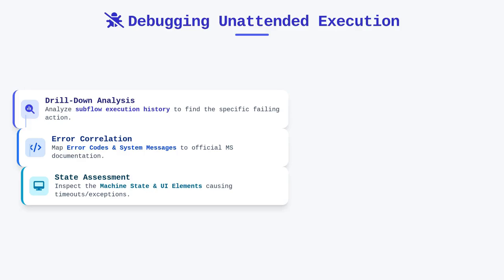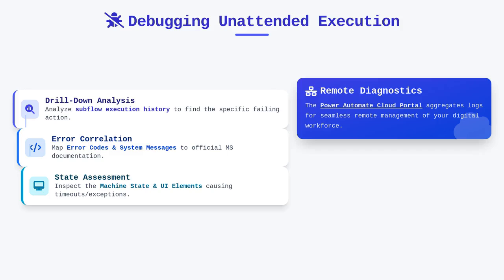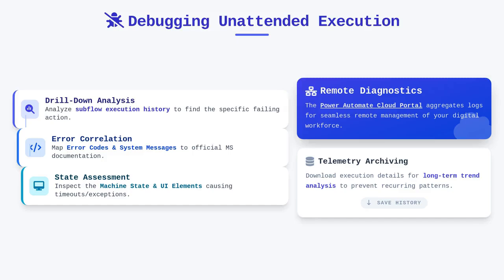You must understand the state of the machine and the specific UI element that caused the timeout or exception. Because the Power Automate Cloud Portal aggregates these logs, you are effectively performing remote diagnostics on your digital workforce. Downloading execution details allows you to archive this telemetry, which is vital for long-term trend analysis and preventing the recurrence of similar failure patterns.